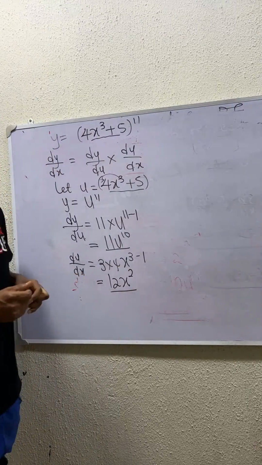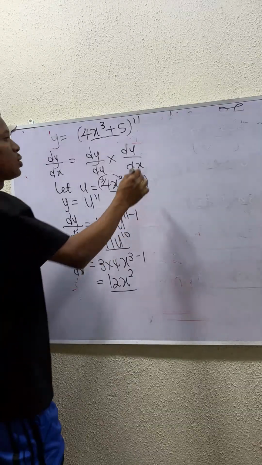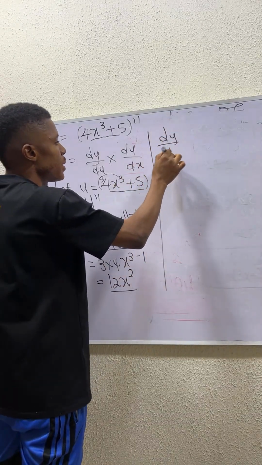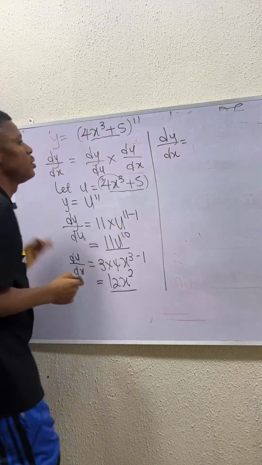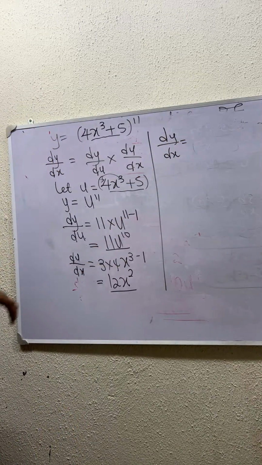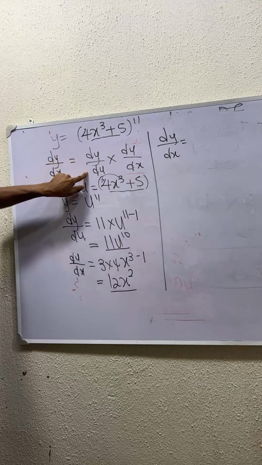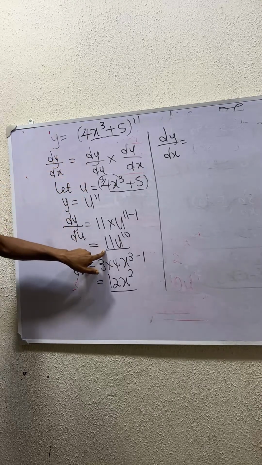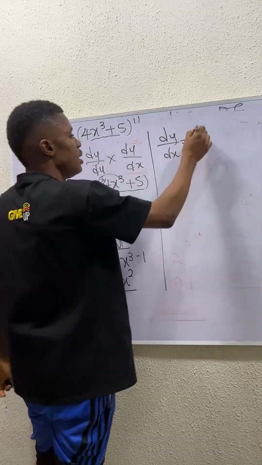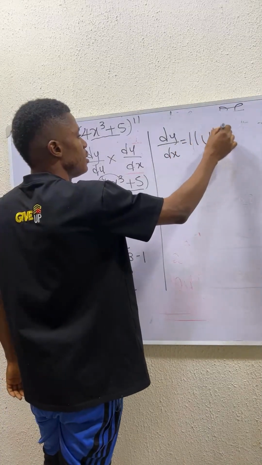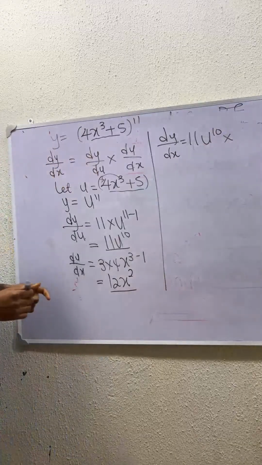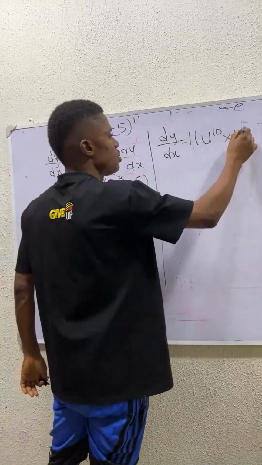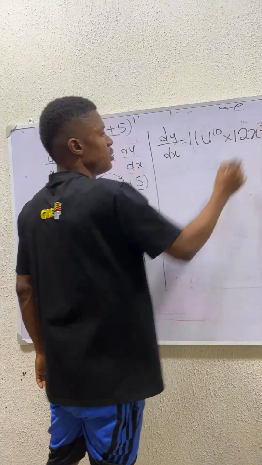When you have such a situation, you are trying to differentiate y with respect to x. So you look at your dy/du and du/dx. This is dy/du, 11u power 10, times du/dx, which is 12x squared.